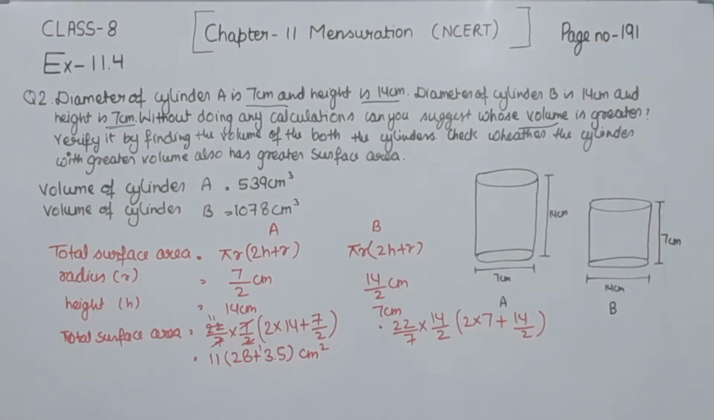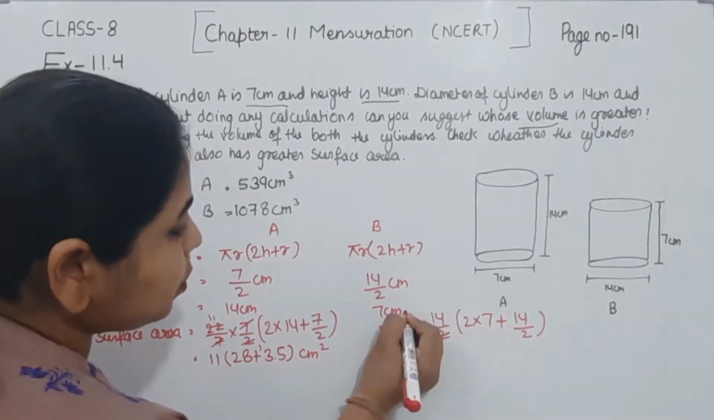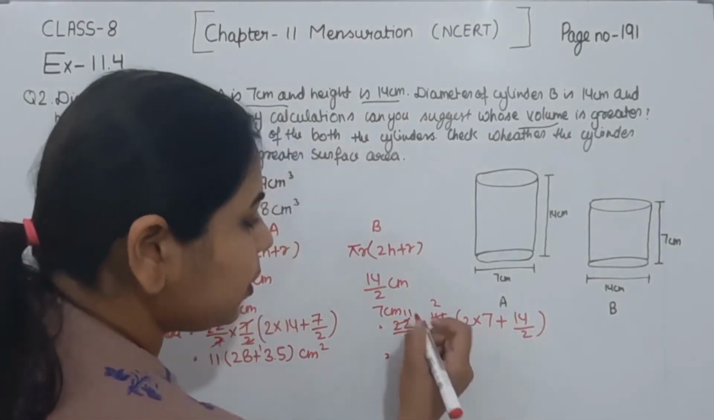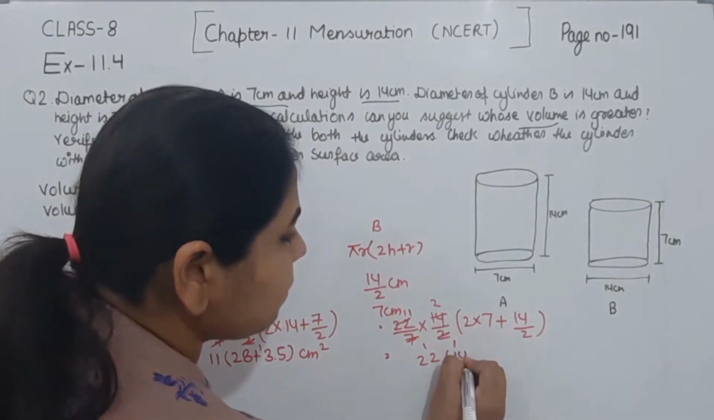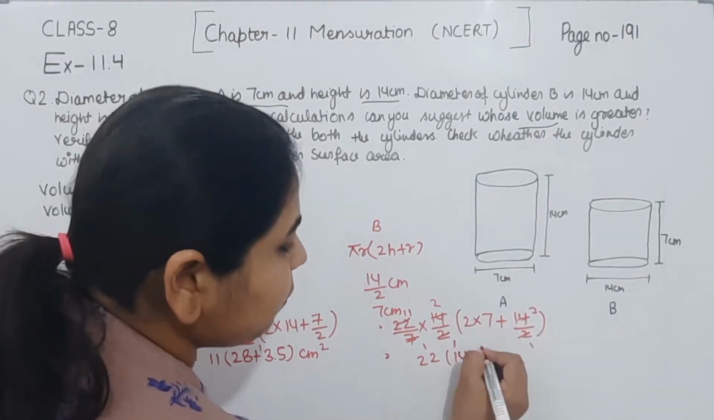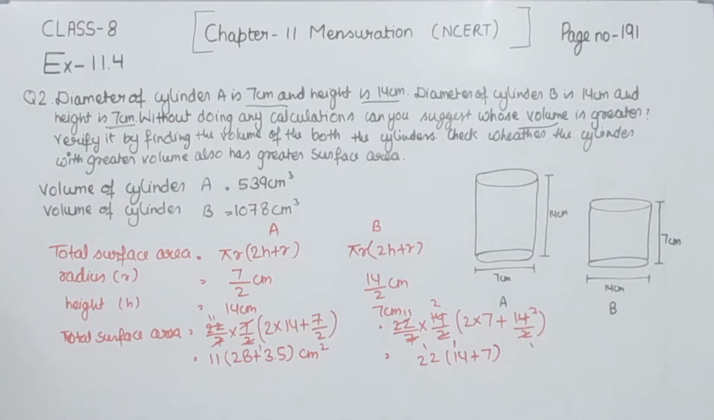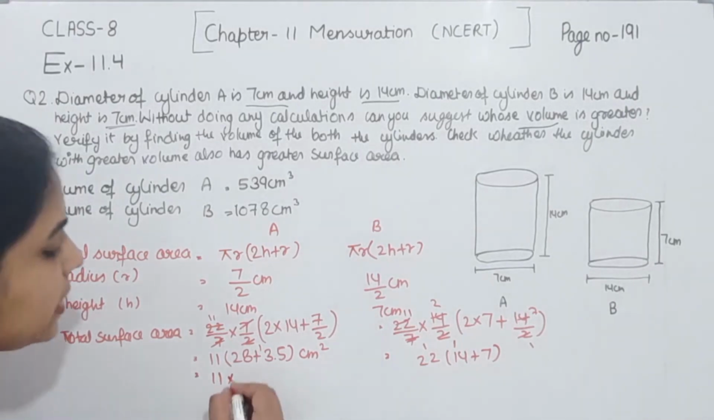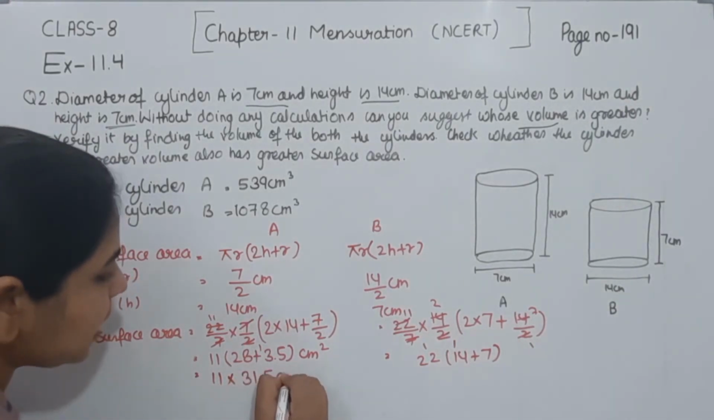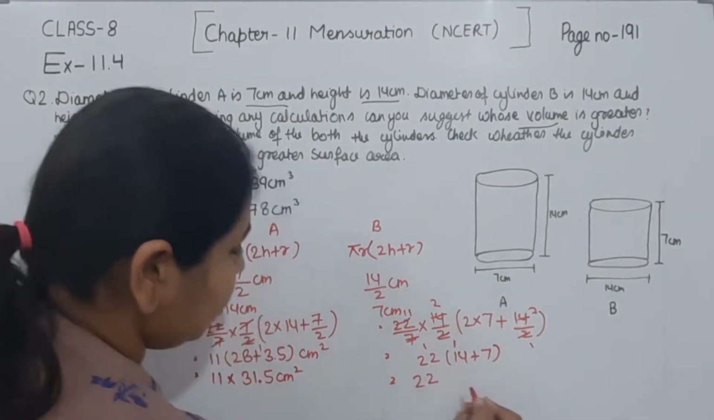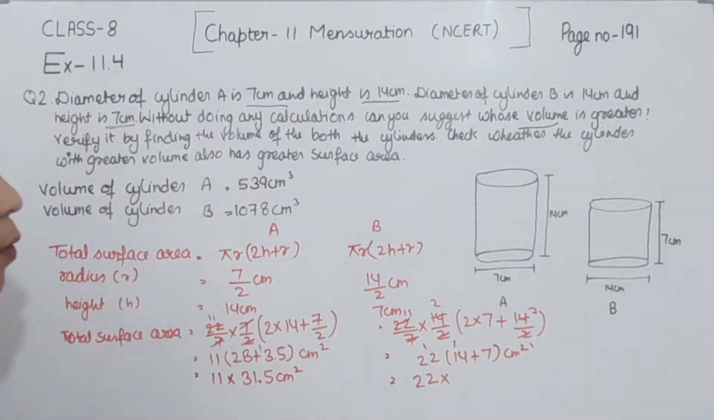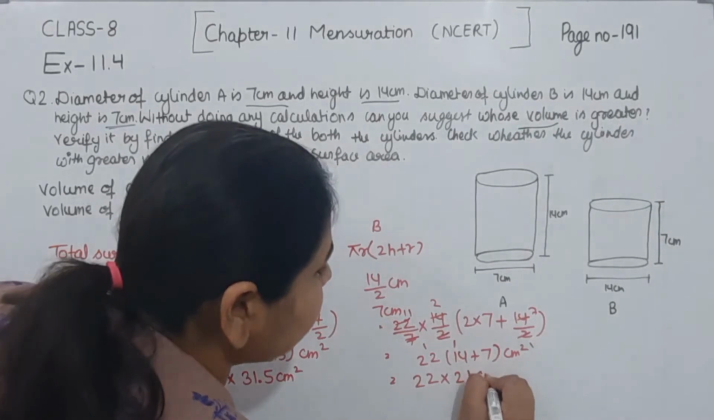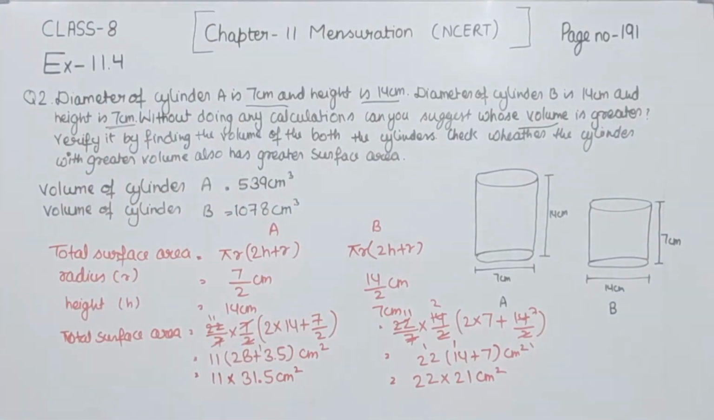Now comes to the next one. In this one 2 ones are 2, 2 ones are 2 and 7 ones are 7, 7 twos are 14. So this one we have 22. 11 multiplied by 2 is 22. Now 7 twos are 14 plus 2 ones are 2, 2 sevens are 14. So this one we have 14 plus 7. Now 11 multiplied by 28 plus 3.5 is 31.5 centimeter square. And this one we have 22 multiplied by 14 plus 7, which is 21 centimeter square.